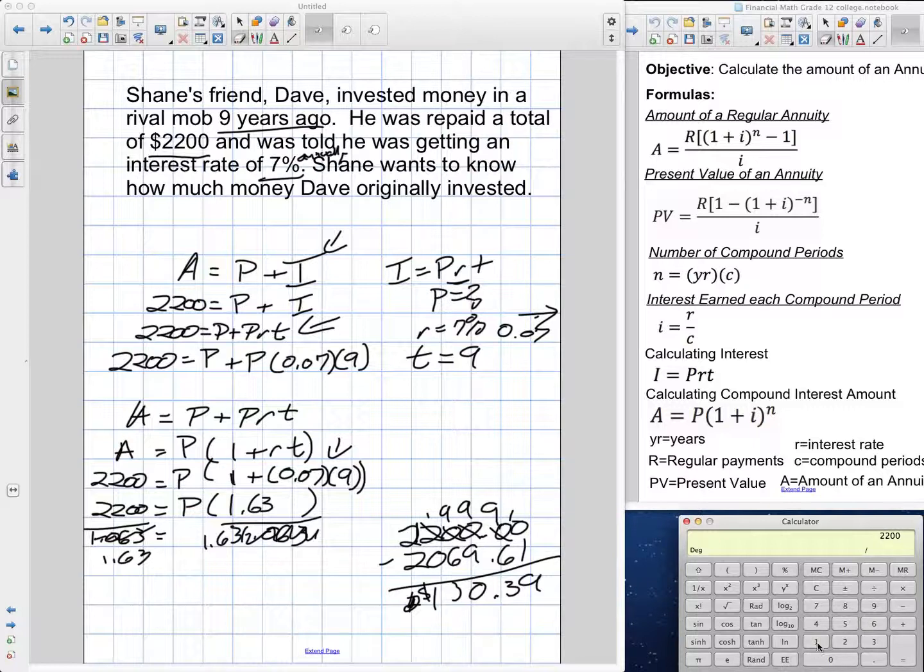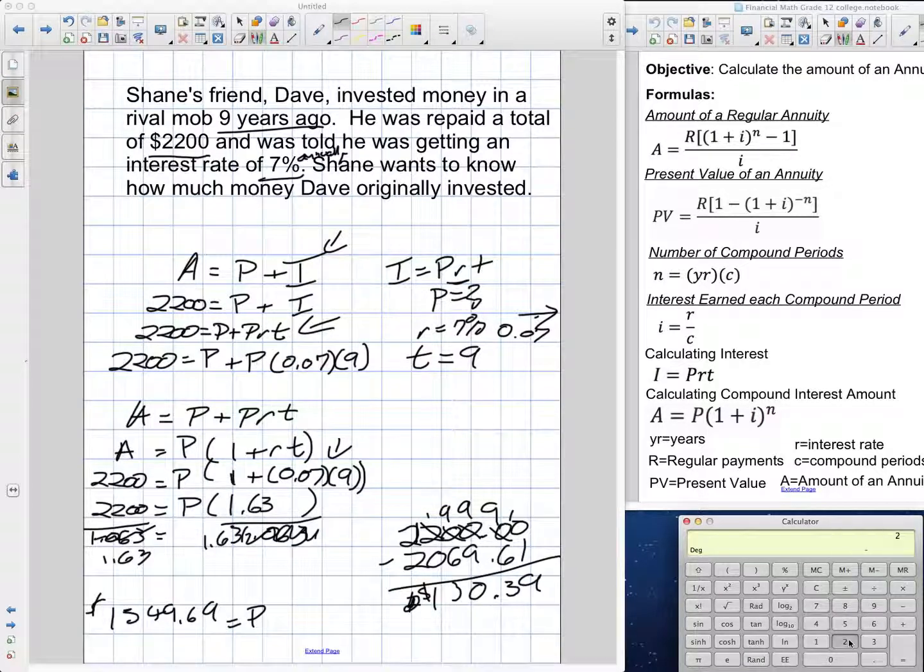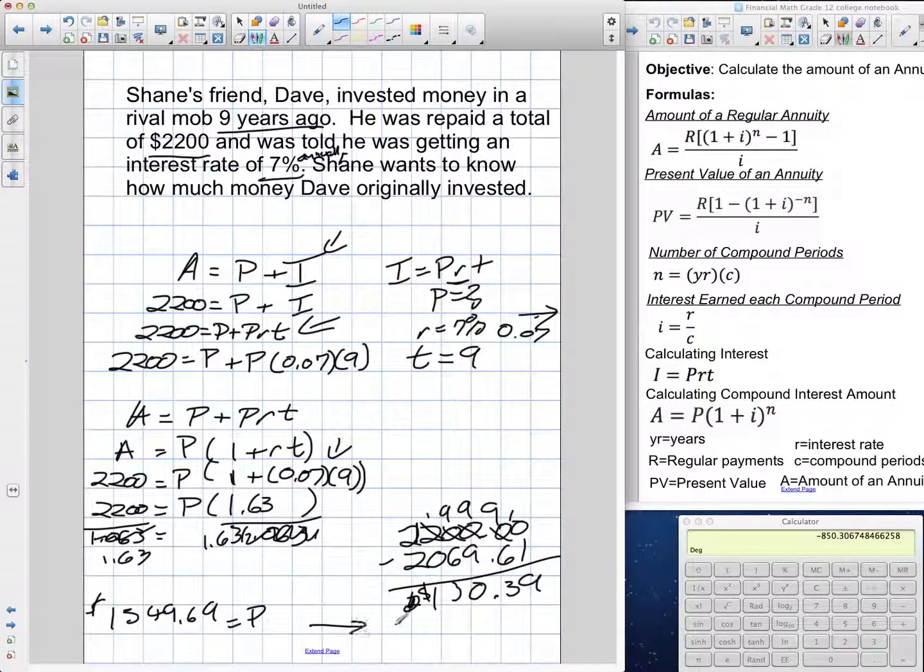All right, so let's actually figure it out. $2,200 divided by 1.63. There we go. So originally he actually invested less, which makes sense. $1,349.69 was his original principal. I'm going to subtract that from the amount he got back, and the interest he actually earned was $850 and about 30 cents. Not the interest we had over here.